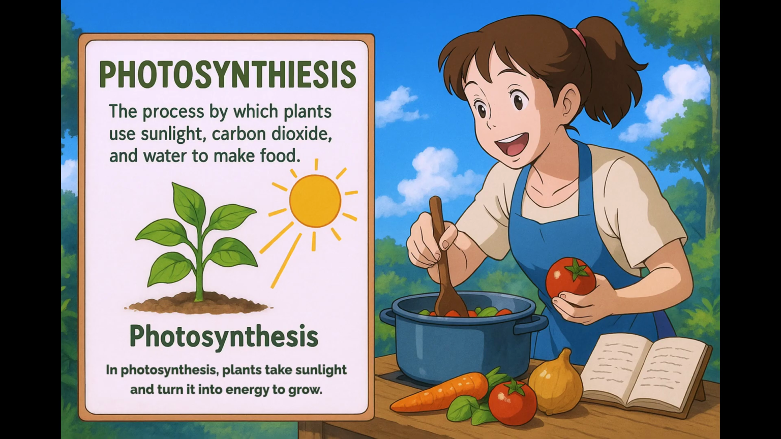Imagine you're trying to cook dinner, but you only have raw ingredients and no recipe. Just like how you need to gather and transform these ingredients into a meal using a recipe, plants gather sunlight, carbon dioxide, and water to create their own food through photosynthesis. In this analogy, the raw ingredients are like the sunlight, carbon dioxide, and water, while the recipe that guides the transformation into a delicious meal is akin to the process of photosynthesis itself.